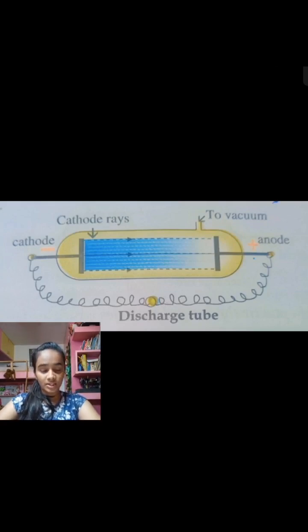English physicist William Crookes in 1878 discovered cathode rays. William Crookes found that when an electric discharge is passed through a tube containing a gas at low pressure, blue rays were emitted from the negative plate. These rays were called cathode rays.